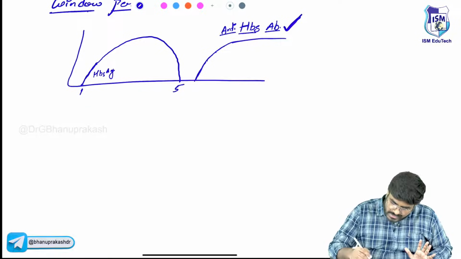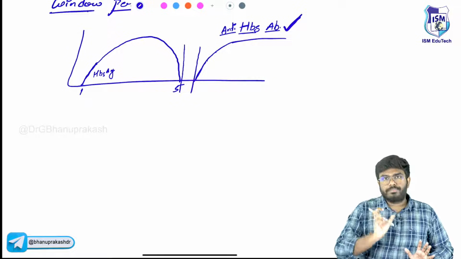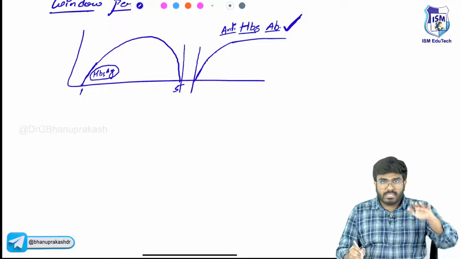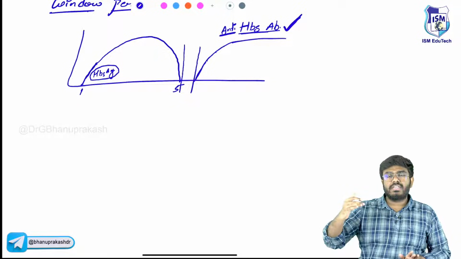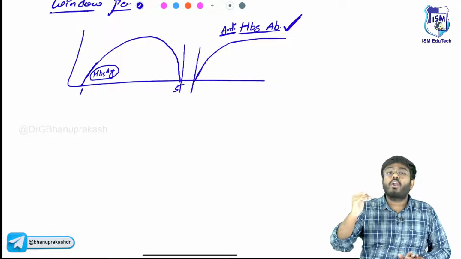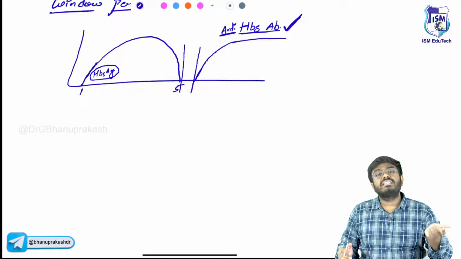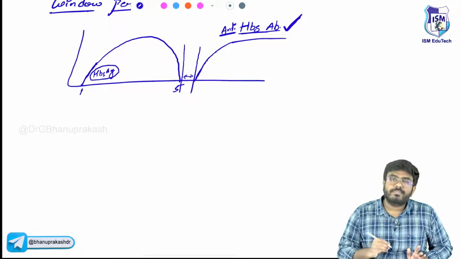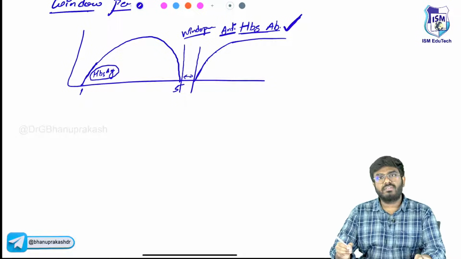There is a small time period where the hepatitis B surface antigen is undetectable, the levels are less, and the surface antibody production is also less, which is not detectable. So HBsAg antigen and HBsAg antibody, both are not detectable. This time period is called the window period.